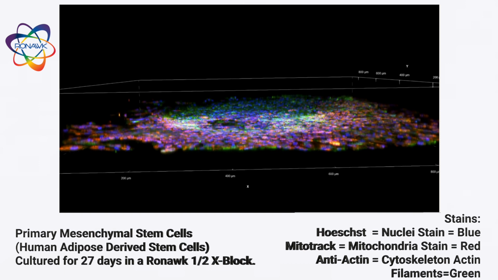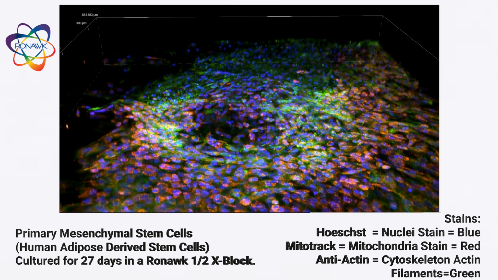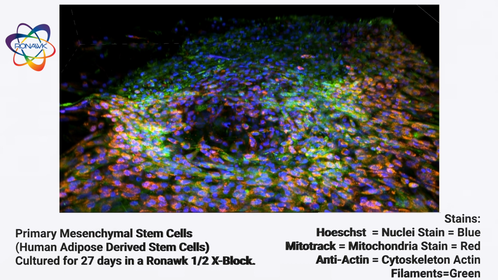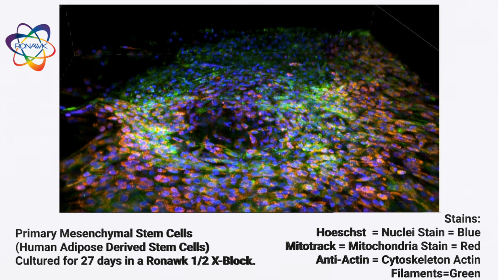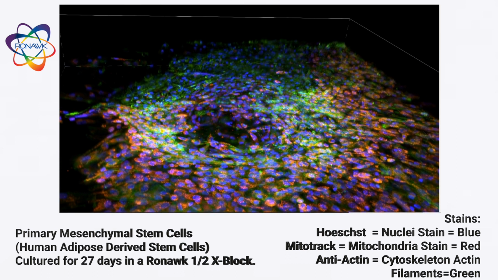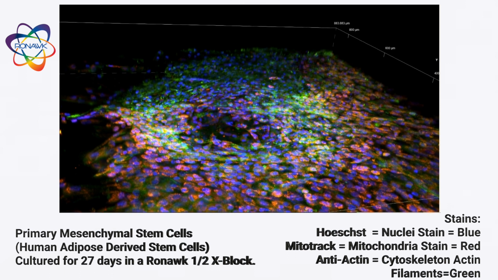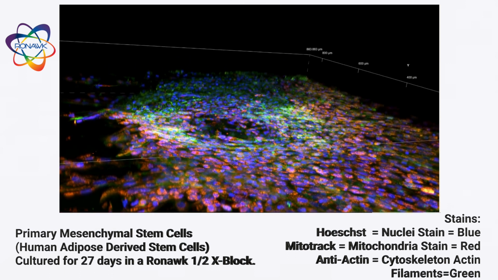Primary mesenchymal stem cells, human adipose derived, have been cultured for 27 days without a subculture in Ronack's half X block. The stains are Hoechst in blue to show the nuclei, MitoTracker in red to show the mitochondria, and actin in green to show the cytoskeleton and actin filaments.